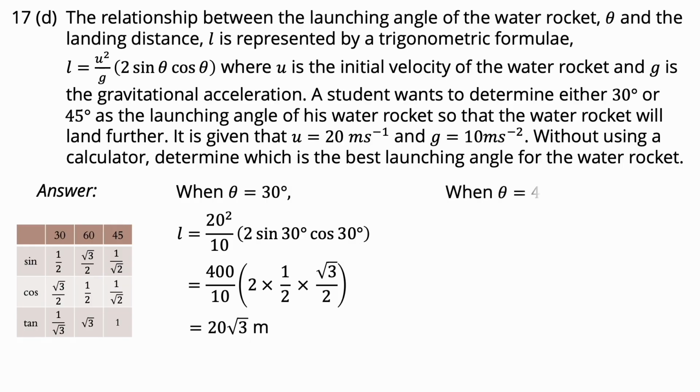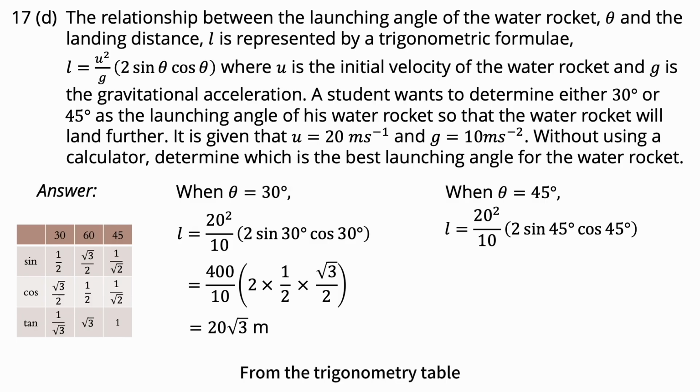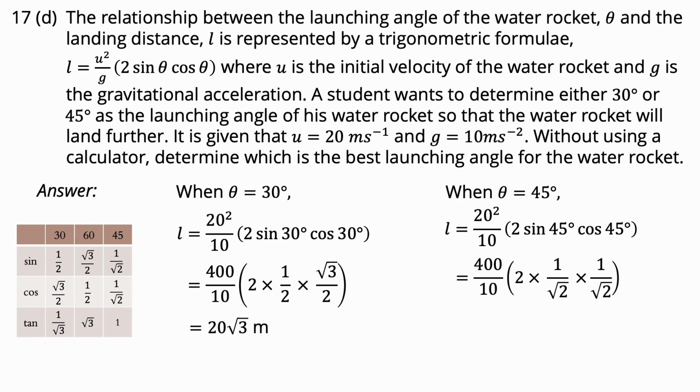Then, test with 45 degrees. Substitute the values of u, g, and 45 degrees into the given formula. L equals 20 squared divided by 10, times 2 sine 45 degrees cos 45 degrees. From the trigonometry table, sine 45 degrees is the same as cos 45 degrees, both equal to 1 over root 2. The distance is 40 meters.